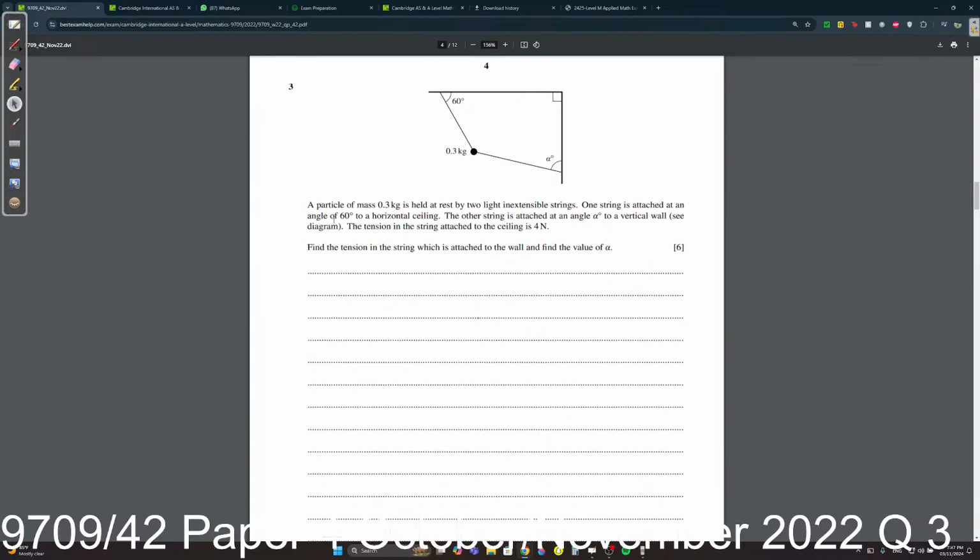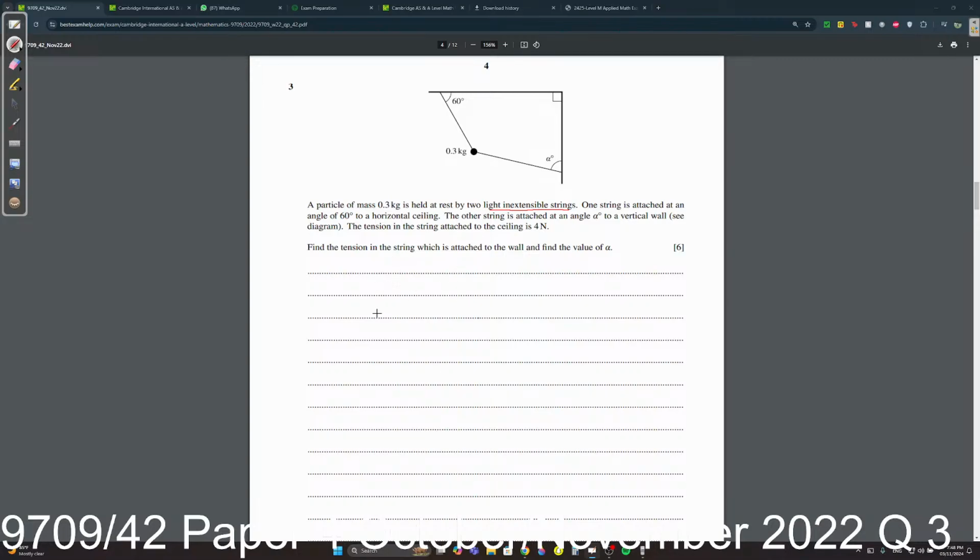So, here we have a particle of mass 0.3 kilograms being held at rest by two light inextensible strings. One string is attached at an angle of 60 degrees to a horizontal ceiling, so obviously this one here. And the other string is attached at an angle alpha to a vertical wall. See the diagram. The tension in the string attached to the ceiling is 4 newtons. Find the tension in the string which is attached to the wall and find the value of alpha.